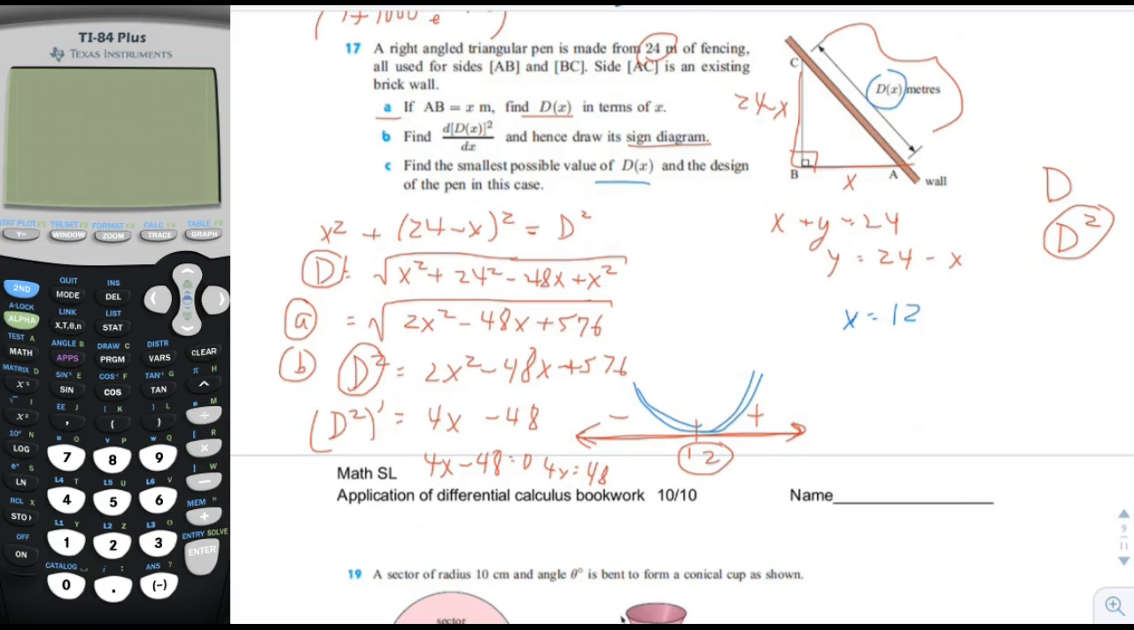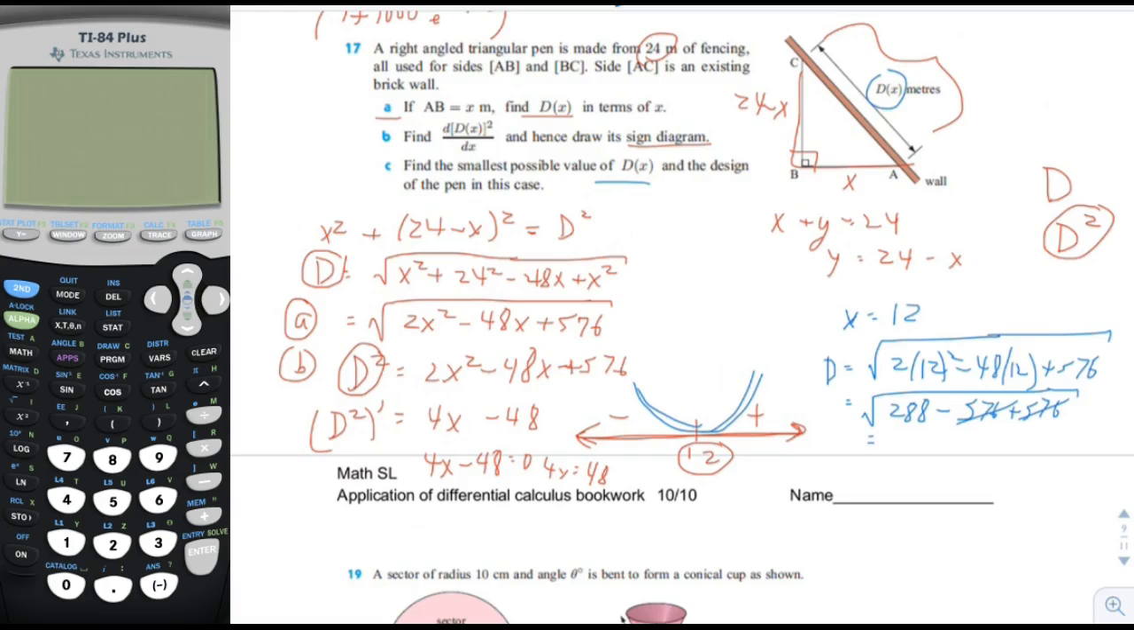Okay, and then we're just going to find the value of capital D. It's going to be equal to the square root of 2 times 12 squared minus 48 times 12 plus 576. And then that's just going to be equal to 288 minus 576 plus 576. Oh, how quaint. Okay. So the square root of 288.